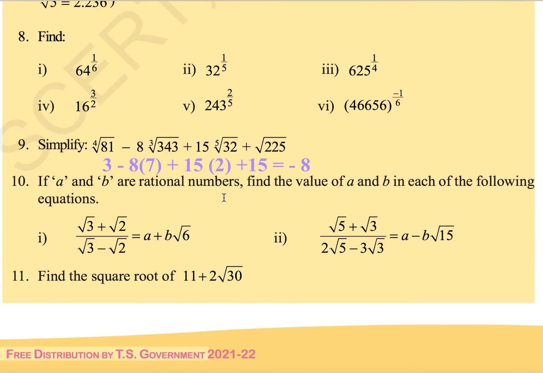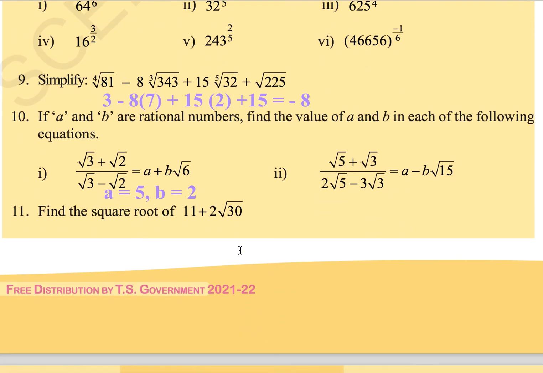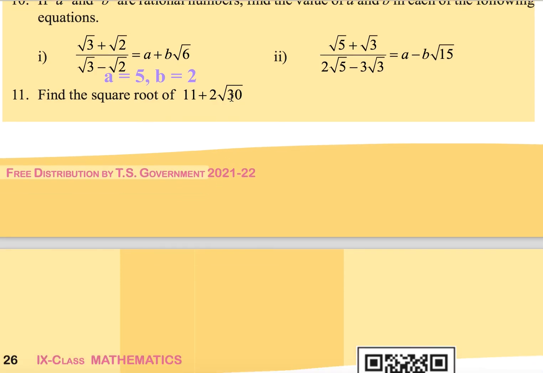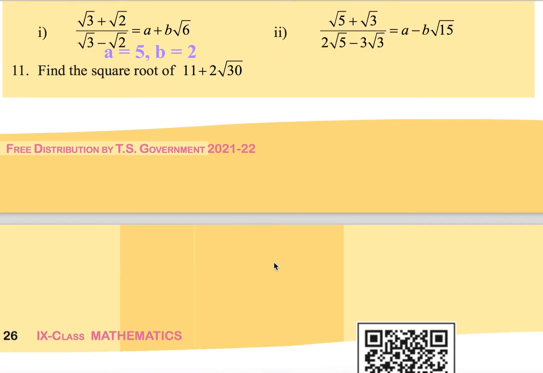A and B are rational numbers. Find the value of A and B in each of the following equations. Multiply with root 3 plus root 2. Okay, so root 3 plus root 2 whole square. 3 plus 2 is 5. So A is 5. Okay, A equal to 5. What about B? B equal to 2. 2 root 6, right? So 2. Similarly, you do it for this one. Find the square root of root 11 plus 2 root 30. 5, 6. So root 5 plus root 6 is the answer for this.